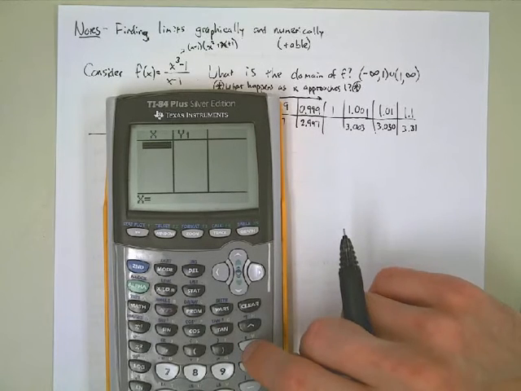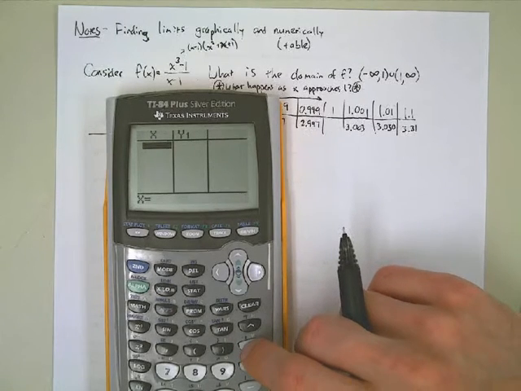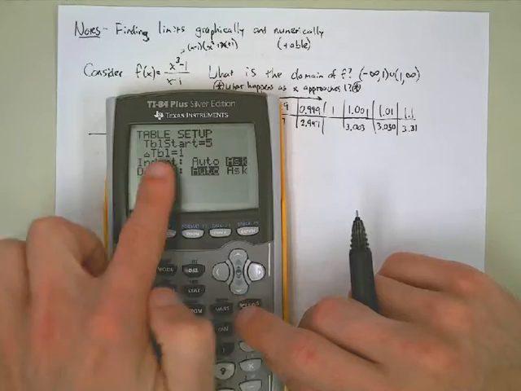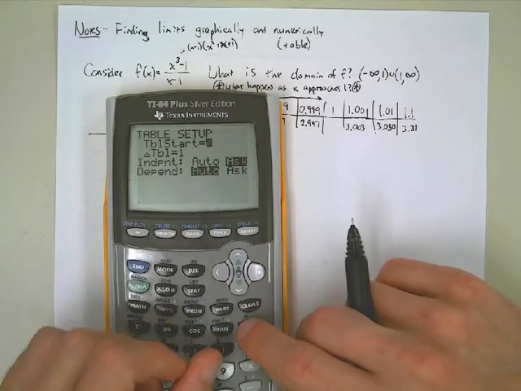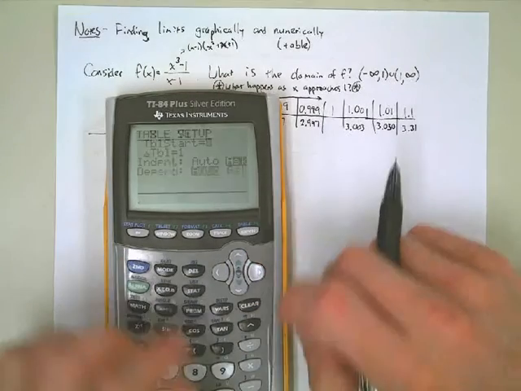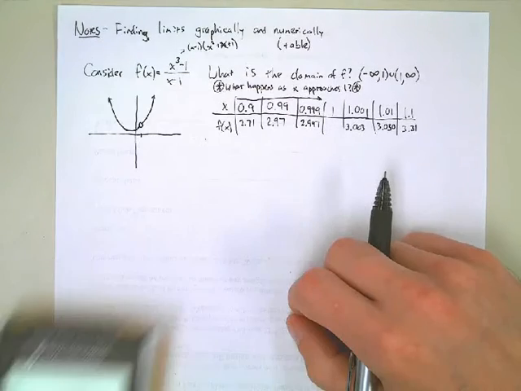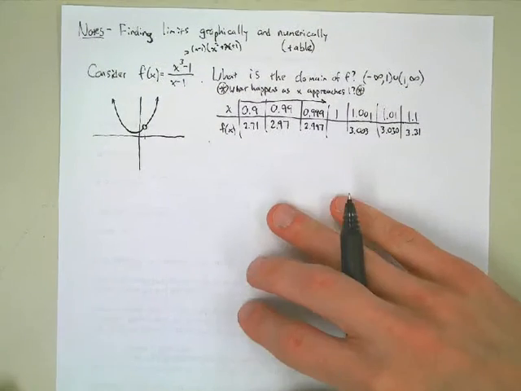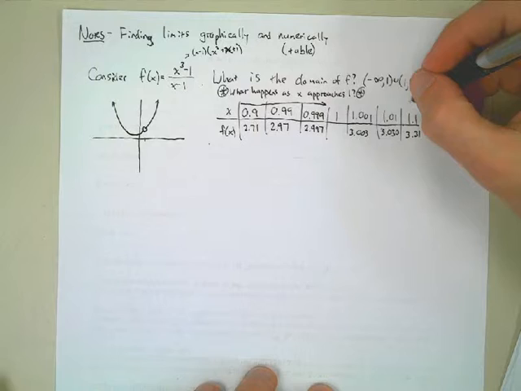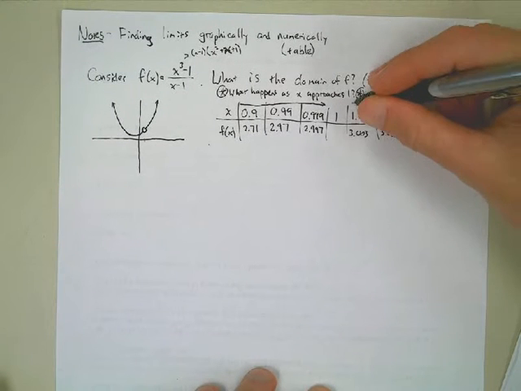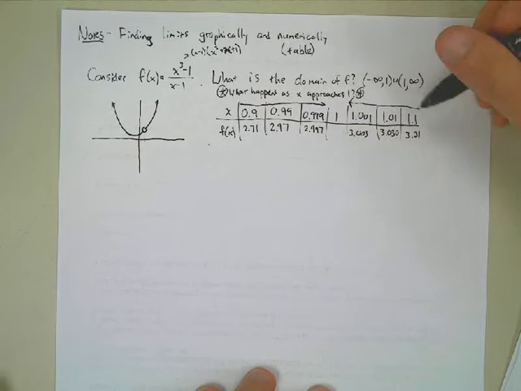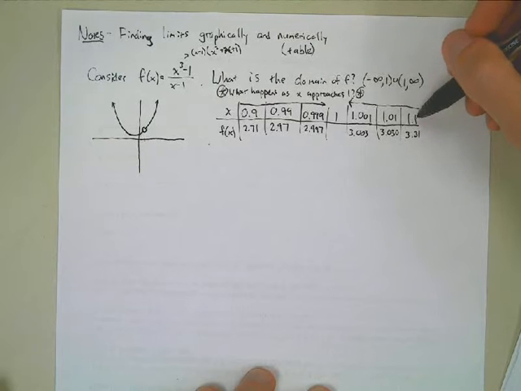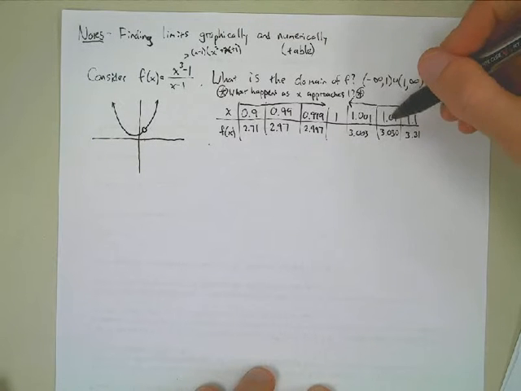Okay, so that's convenient. So again, we did that in the second window, the table setup there. Okay, and that's how we did the setup there for the table. So that makes it kind of quick. And so there's us approaching one from the right. We start kind of like this, 1.1 is furthest away from 1, then we get closer and closer.